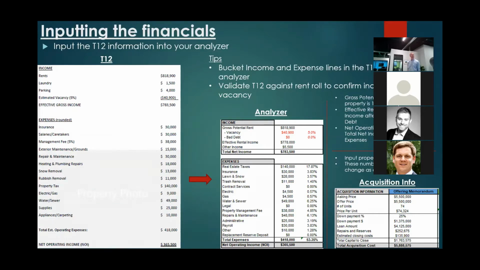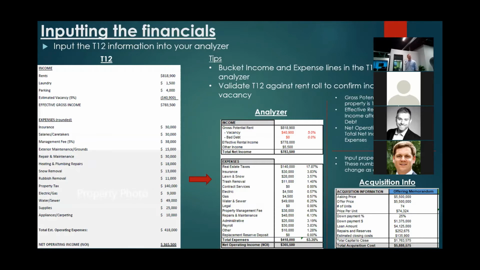Your effective rental income is going to be the income after vacancy and bad debt. So you can see on this one, it's assuming 5% vacancy, and that's what the T12 is showing, 5% vacancy, 0% bad debt. So they're saying 778 grand is what's coming in per year. And then your other income, which could be an array of things, as you can see, parking, laundry.